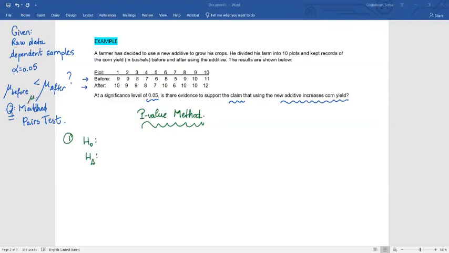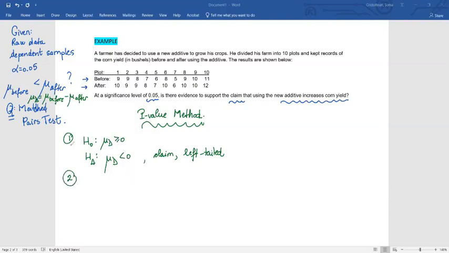I will write down mu d as mu before minus mu after, and that happens to be the claim, and mu d then will be less than 0. So usually we define the difference as before minus after, in which case we have this as the alternative hypothesis. It is strict inequality, and this is the claim, and this is the left tail test. Now, mu d greater than or equal to 0 will be the null hypothesis.